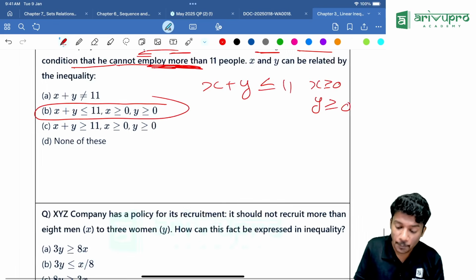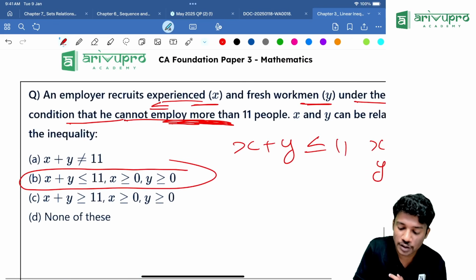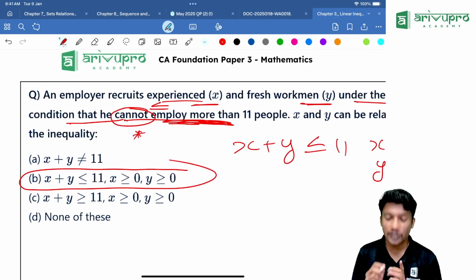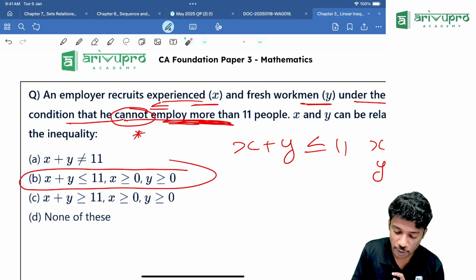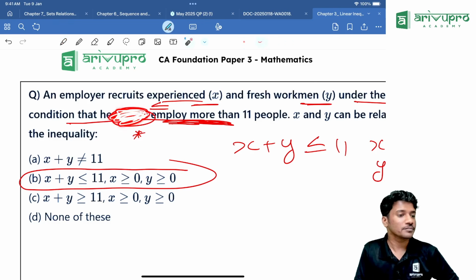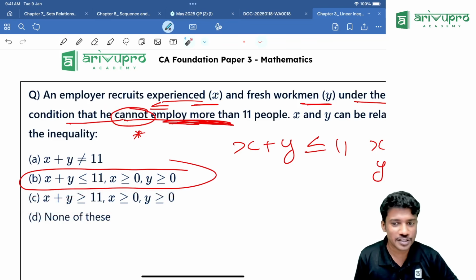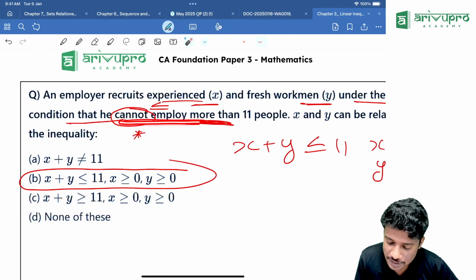Now try this. Some people will not read this word cannot. This cannot is important. If you don't read it, think about reading the question without seeing cannot, that he can employ more than 11. That means the answer will be what? C. So read the questions carefully, at least this line.